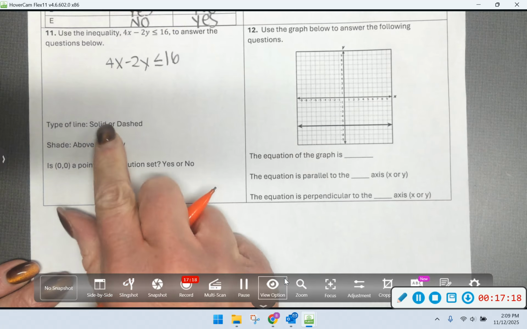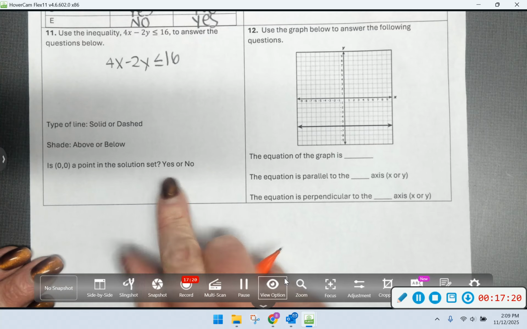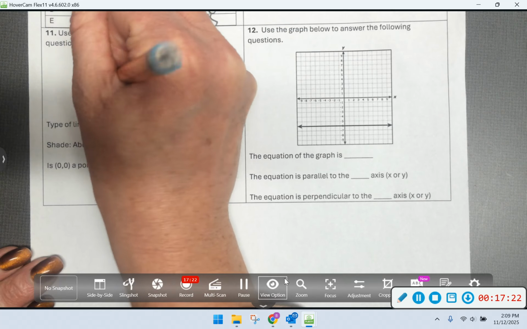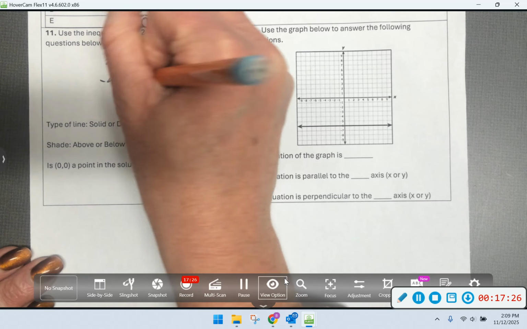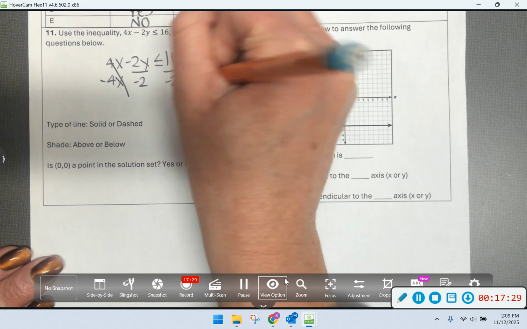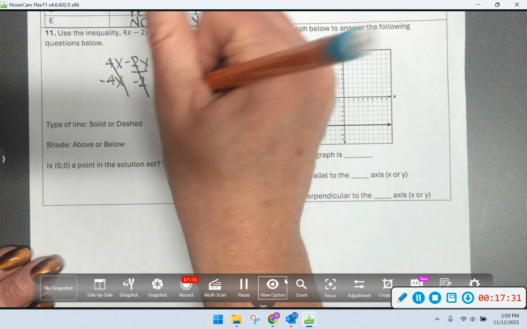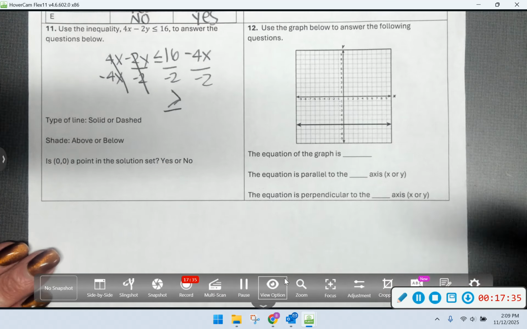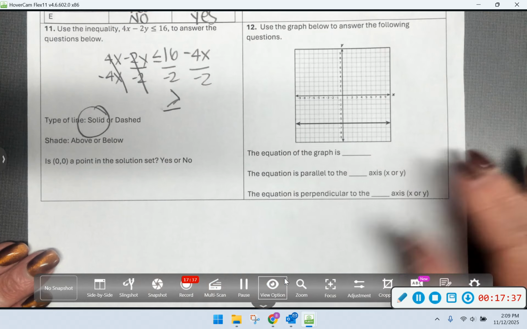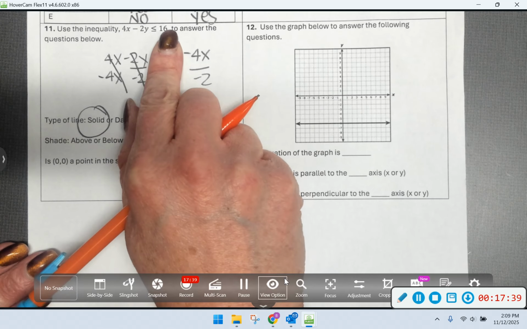Because I need to know if it's solid dash, above or below, yes or no. So I'm going to move my x. Then I'm going to divide everything by negative 2. I'm dividing by a negative, so my symbol should flip. Now looking at that symbol, I know it's going to be a solid line. My y is negative, so it flipped.